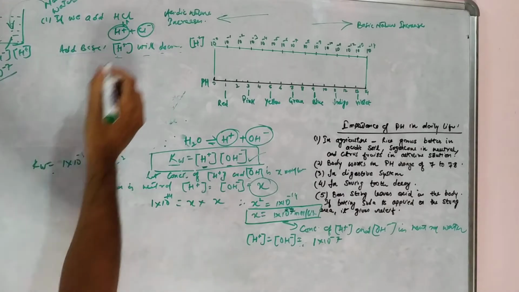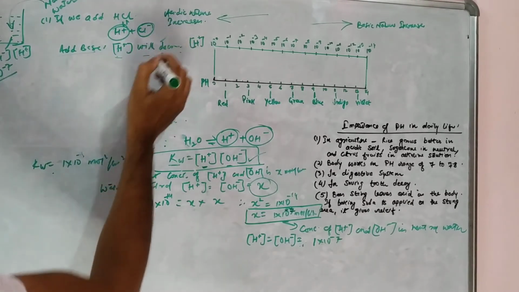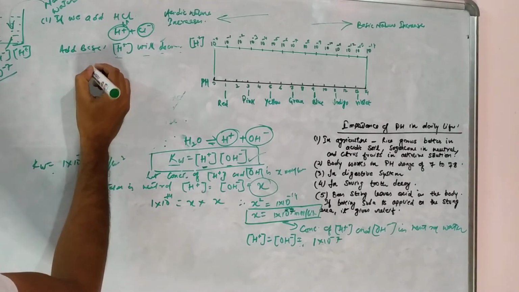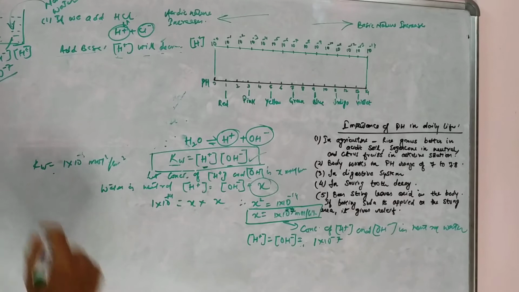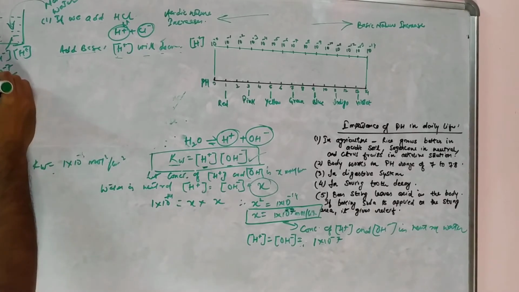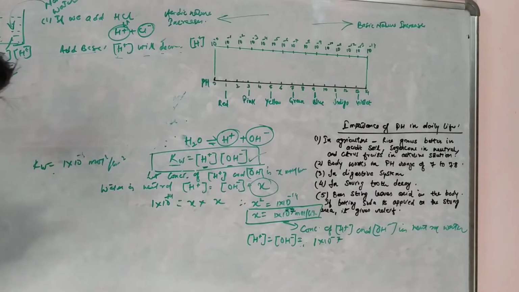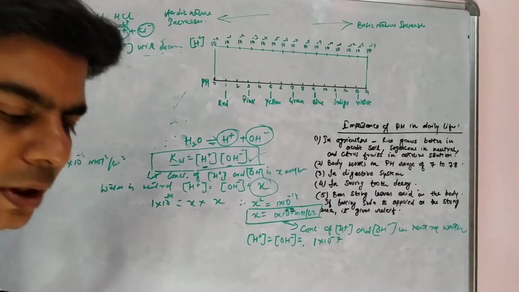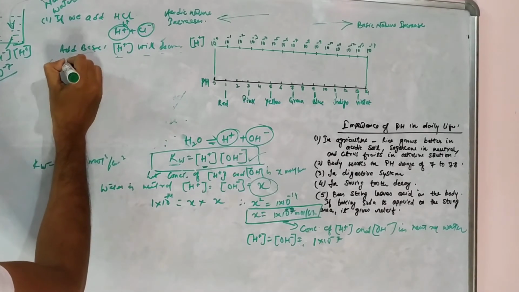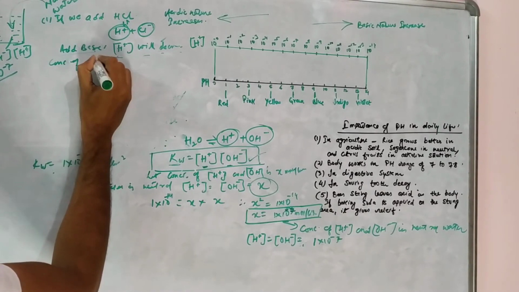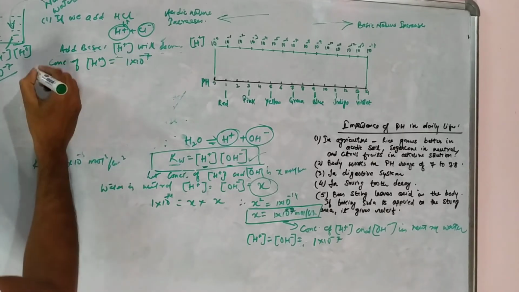Now just remember these two things. Hydrogen ion concentration on addition of HCl increases, on addition of base will decrease. Now we know that at neutral, when water was neutral, when there was no acid or base, the concentration of hydrogen ion was 1 into 10 to the power of minus 7, right?